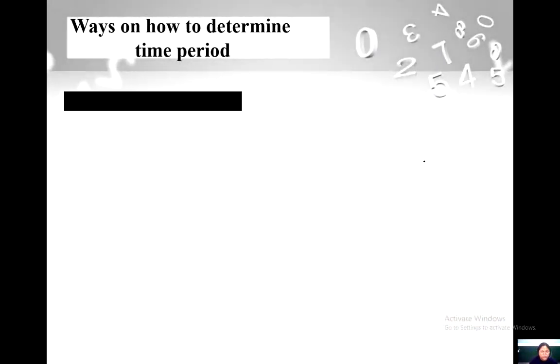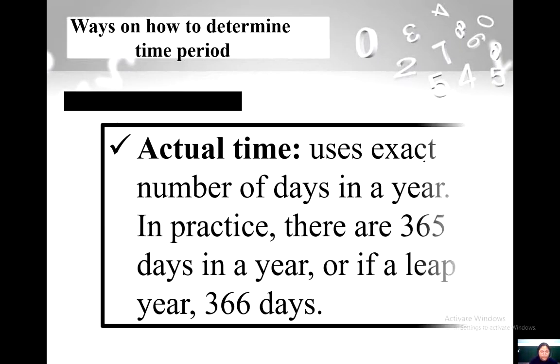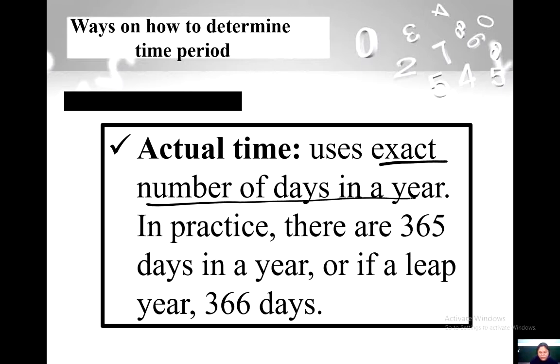Okay po? So ways on how to determine time period. So actual time. So when we say actual time, we use this exact number of days in a year. In practice, there are 365 days in a year, or if a leap year, 366 days. Take note or remember the word exact. So in practice, there are 365 days. So pag regular. But pag leap year, nagiging 366 days.